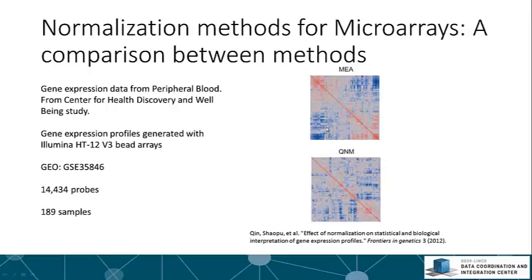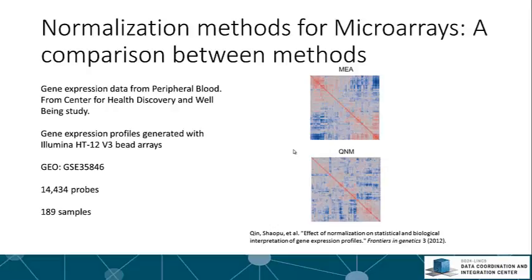Now, at the top we have the probe similarity matrix for the mean-centered data, and at the bottom we have the probe similarity matrix for the quantile normalized version of the data. And you can immediately see, just with your eyes, that there are some significant differences in the apparent similarities between the expressions of the probes on this array.